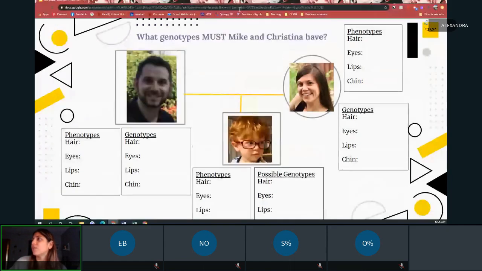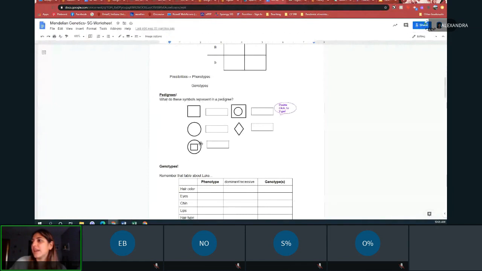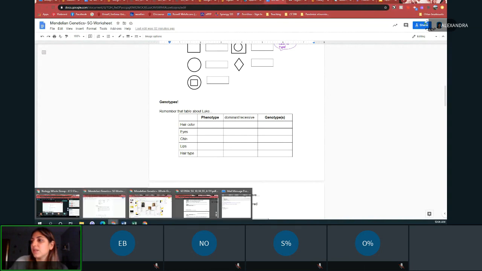Let's double check before we go on, right? And so you should have been following along with what these symbols represent. And then we're right here, okay? So this is where we are. So the phenotype is what is expressed. We're going to identify if it's dominant or recessive, and now we're going to find out the possible genotypes for it. So that's where we are right now in the worksheet.